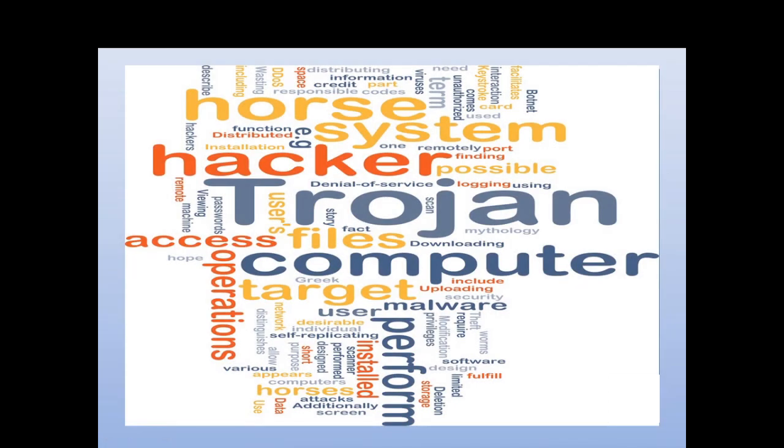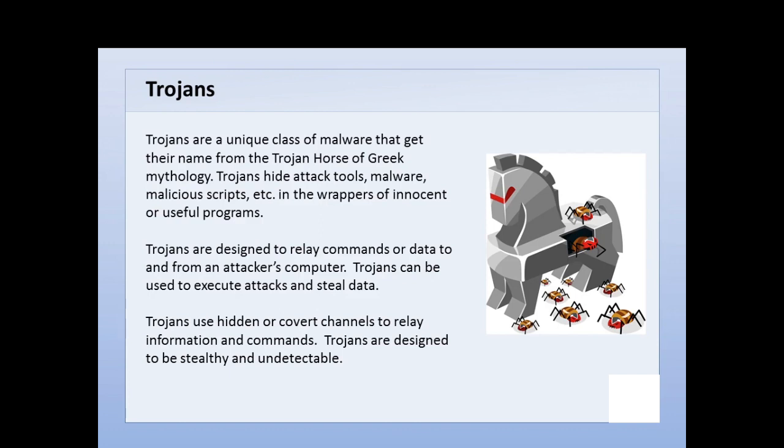The first type of malware we're going to discuss for this chapter is the Trojan, and Trojan is probably the most popular kind of malware that a hacker will use against a system. Now, Trojans basically are a unique class of malware. They're not like viruses or worms. They get their name from the Trojan horse of Greek mythology.